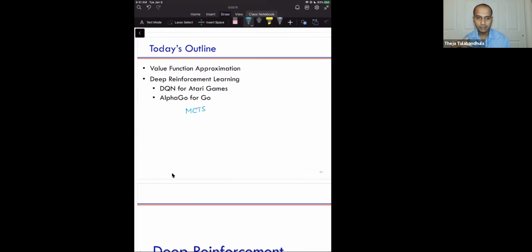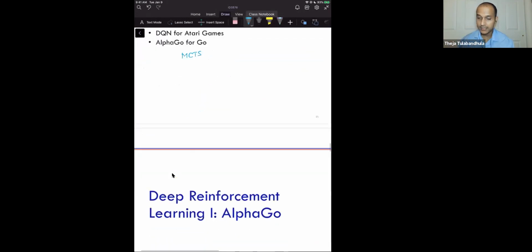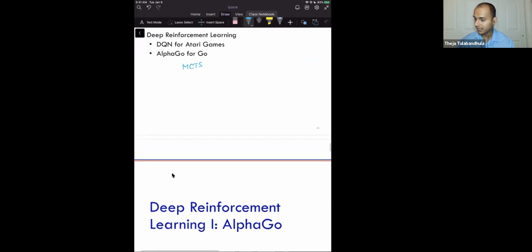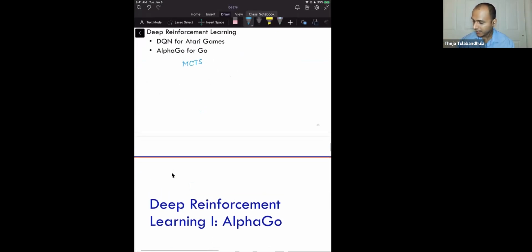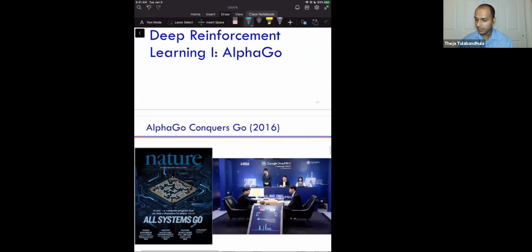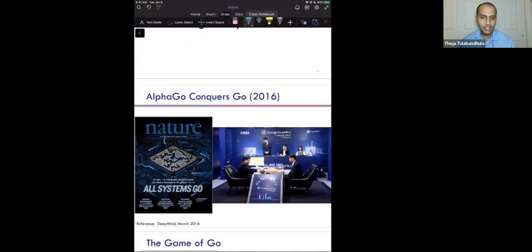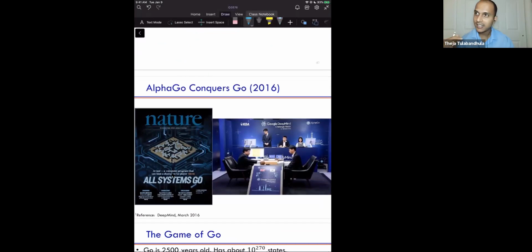If we don't have time, I'm going to show you the paper, and you can look at it towards the end. It's a very easy to read paper. So let's talk about AlphaGo. We're going to talk about the version from 2016. It's actually a little bit more complicated than the subsequent versions.